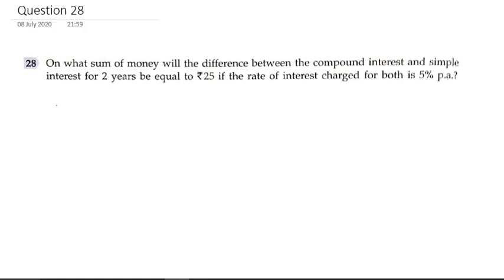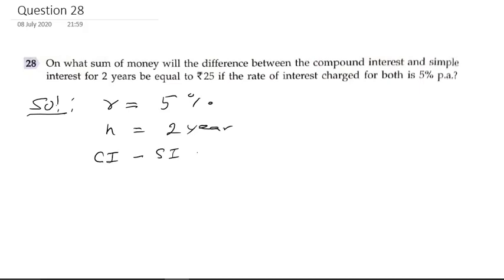In the solution what we say, the value of R is 5%, time which is N, the time period, is 2 years, and thirdly the difference between compound interest and simple interest for 2 years is given as rupees 25. What we have to find? We have to find P. So P is the question mark that we have to find out.